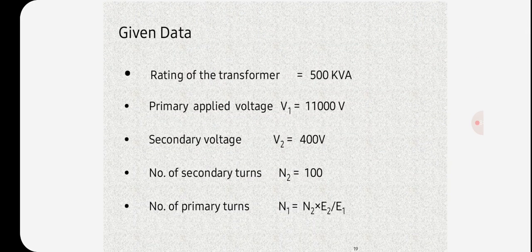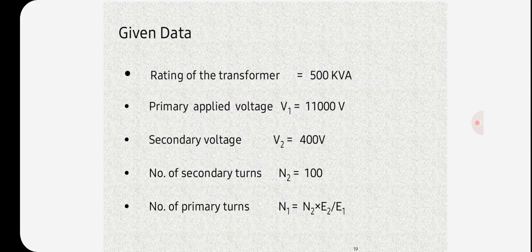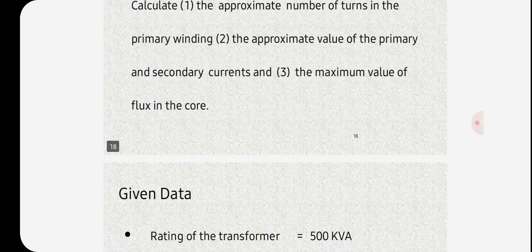So from the question, the data given is rating of the transformer is 500 kVA. Supply voltage V1 is equal to 11,000 volts. Secondary voltage V2 is equal to 400 volts. Number of secondary turns N2 is equal to 100. Number of primary turns N1 is equal to N2 into E1 by E2. This is from transformation ratio.